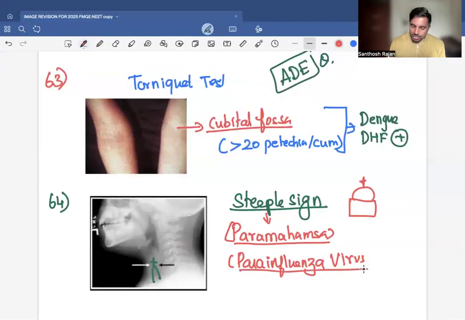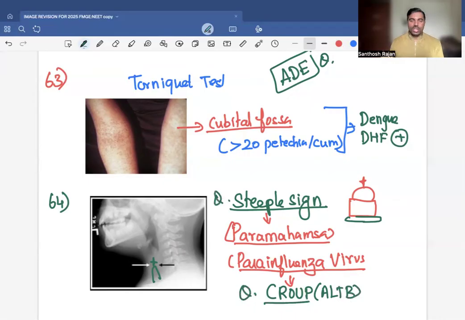So parainfluenza virus, and what is the disease it causes? Usually he meditates in the crop, no? The green field with crop. So croup. That is basically acute laryngotracheobronchitis, right? This is the important one. Steeple sign is a frequently asked radiological question from the micro point of view. And of course, we have epiglottitis. We are going there in a while. So please remember, steeple sign, parainfluenza. Paramahamsa meditates in the steeple. Remember like that.